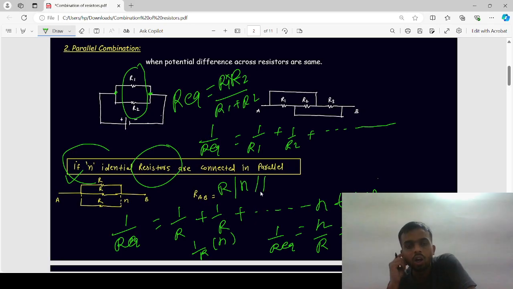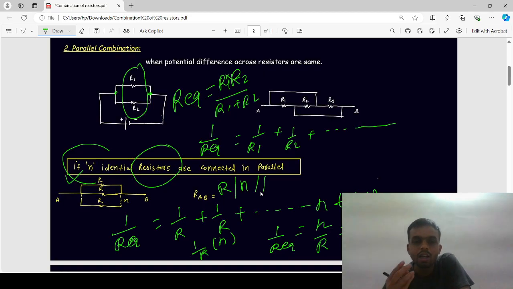Okay. So now let us move to the next part. We get two results from here, right? In series combination, R equivalent will be nothing but R1 plus R2 plus R3 plus R4 plus R5 and so on and so forth.